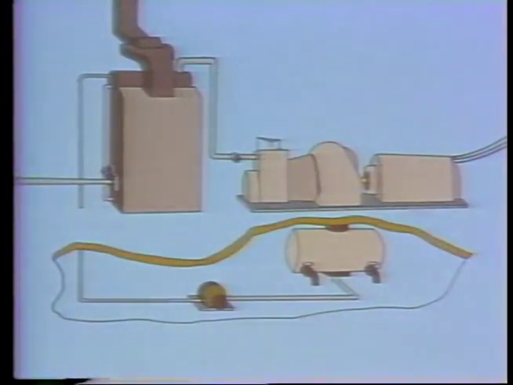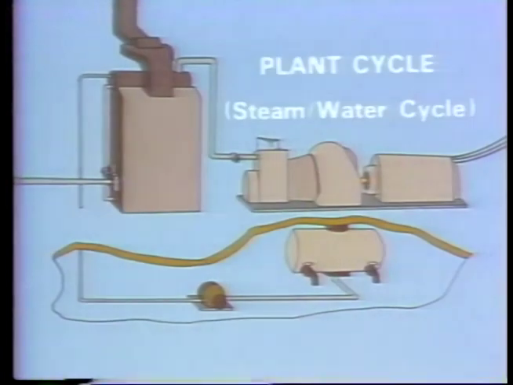The first segment of this program introduced you to an important part of the energy flow path, the plant cycle, or steam-water cycle as it is sometimes called. The plant cycle is an integral part of the efficient operation of a power plant, and to do its job properly depends on certain properties of water in both its liquid and vaporized state.